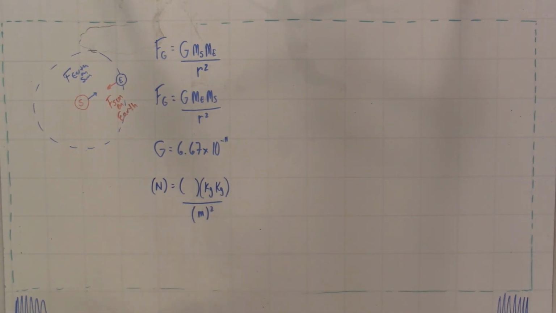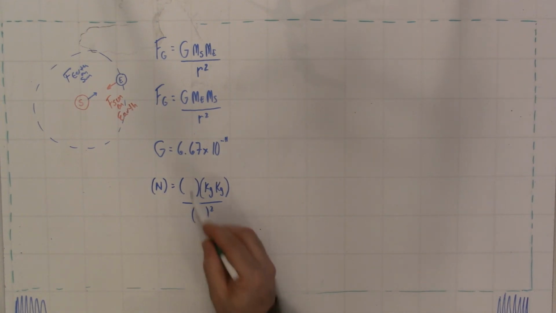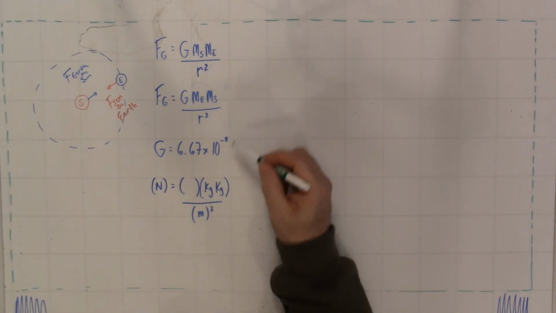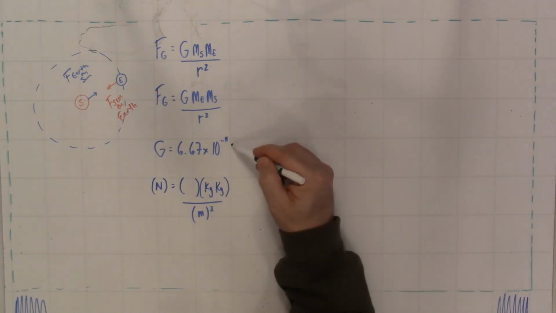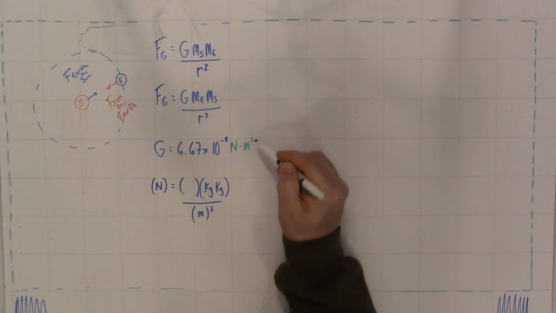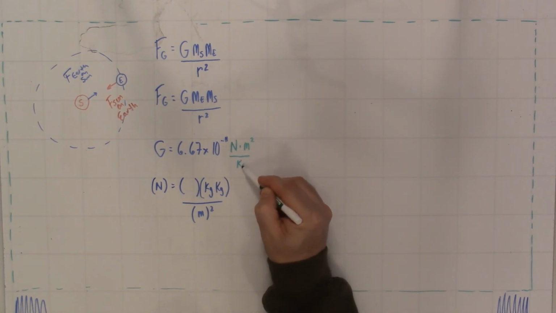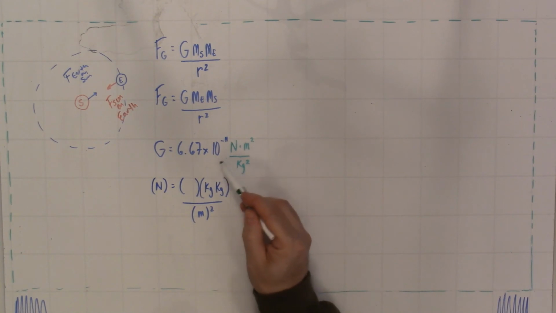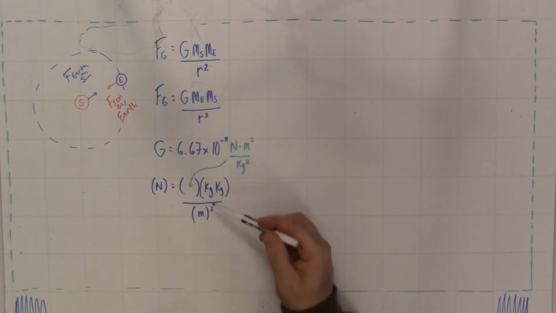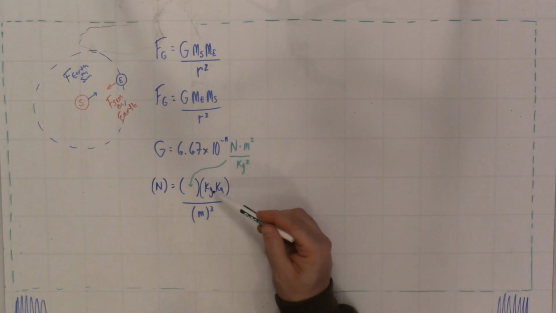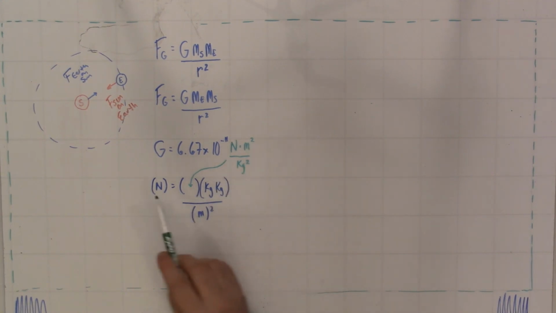So the question is, what do the units of G have to be so that the newtons ends up on this side and this stuff all magically disappears? Well, it turns out that the units for G are basically the opposite of this. So it's newtons times meters squared divided by kilograms squared. Because if you insert this into this, we can see the meters on top and bottom will disappear, kilograms on top and bottom will disappear, and we're left with newtons equals newtons, which is what we want.